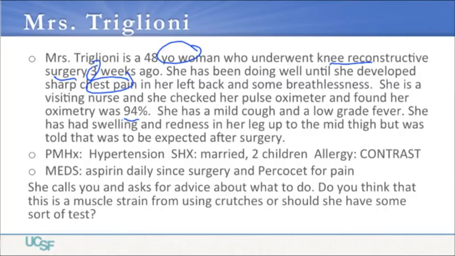Medications on admission include aspirin daily since surgery and Percocet for pain. She calls you on the phone and asks for advice about what to do. She ventures the opinion that maybe she just has a muscle strain from using crutches, or is there something more serious that she should have a test for?